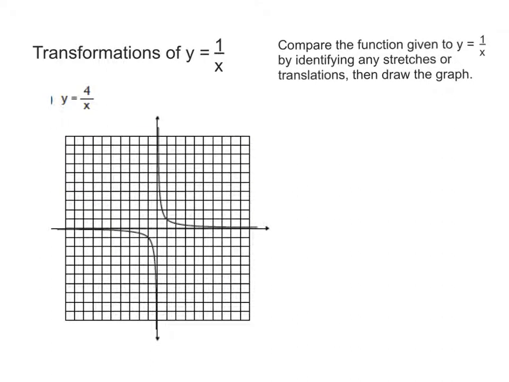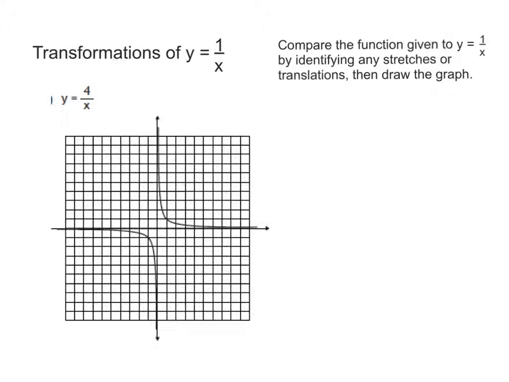We're looking at transformations of y equals 1 over x. So we do need to know what y equals 1 over x looks like. But if you don't know, you can just graph it on your calculator. It looks like this. It has a vertical asymptote at x equals 0 and a horizontal asymptote at y equals 0. And it's these two lines. So it's in two parts.